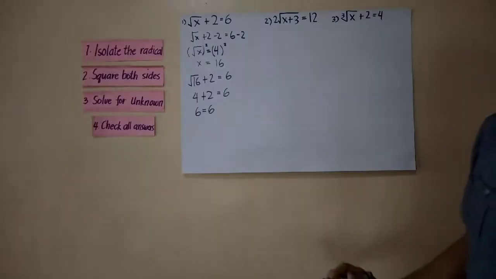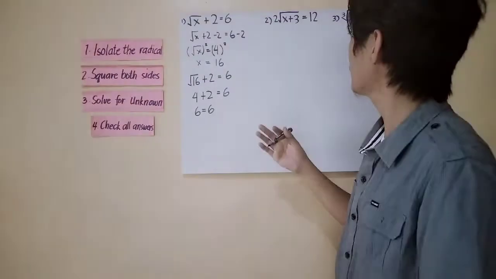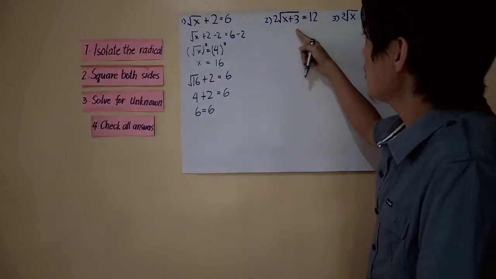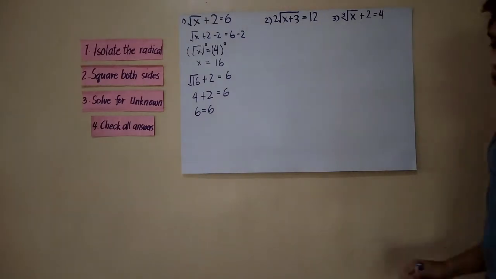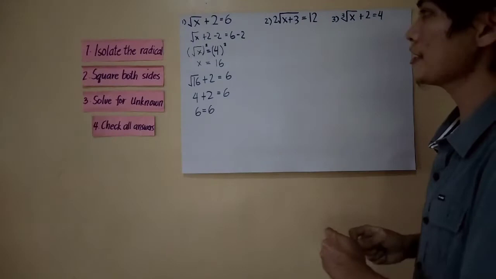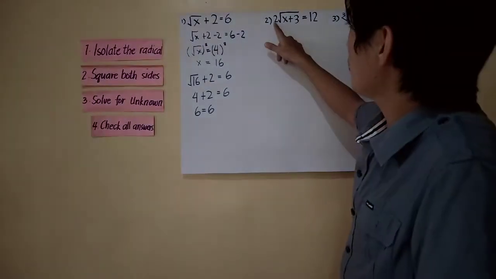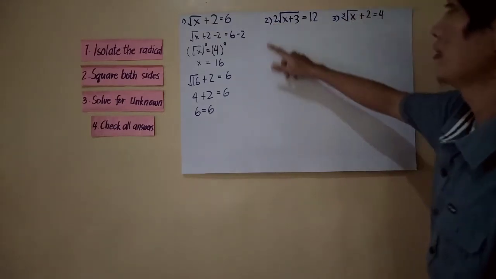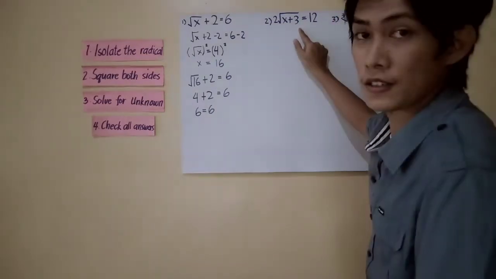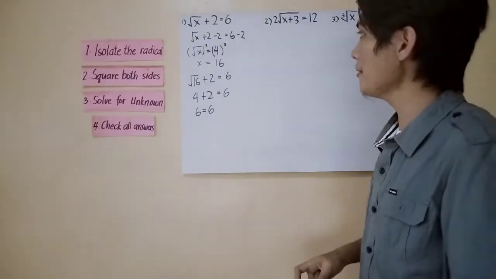So now, the second question: what if you encounter problems like this? 2 square root of x plus 3 is equal to 12. We're going to follow the 4 steps again to solve a radical equation. First, let's isolate the radical from the non-radical. But how do you isolate it from the 2? Here, 2 is multiplied to the square root of x plus 3. So what we're going to do here is just the same as transferring.